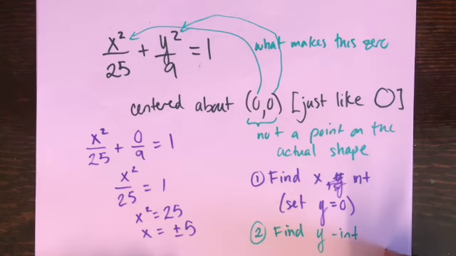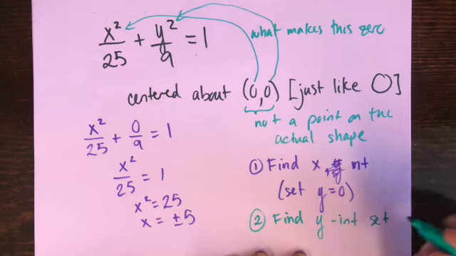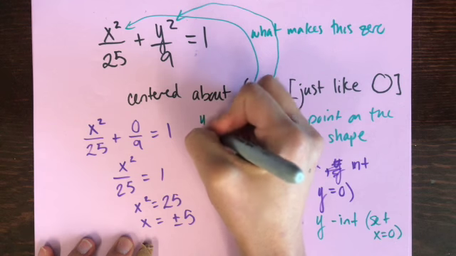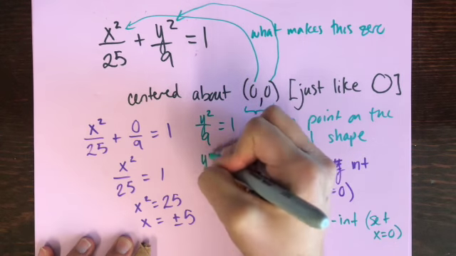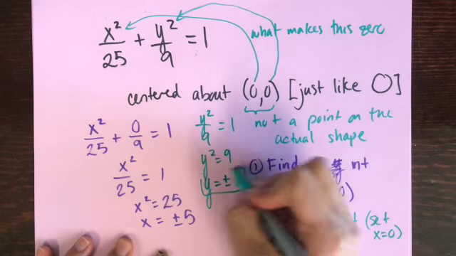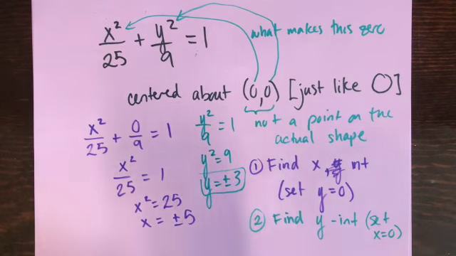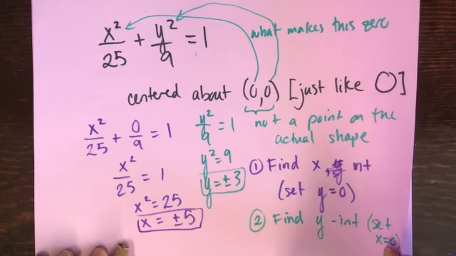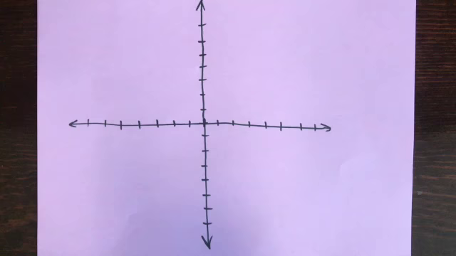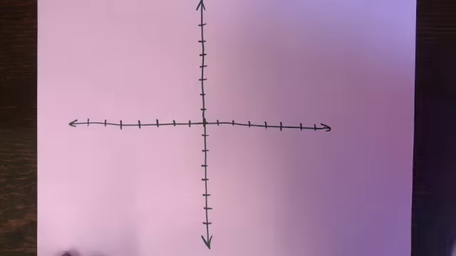So now I'm going to find the y-intercepts by setting x squared equal to 0, so I just get 0 plus y squared over 9 is equal to 1. And if I do that, I get y squared over 9 is equal to 1, y squared is 9, y is plus or minus 3. So those are my y-intercepts. Okay, so I'm going to box both of those, and we're going to draw these on a coordinate plane. So let me just quickly draw these axes for you. There we go, instant graph.